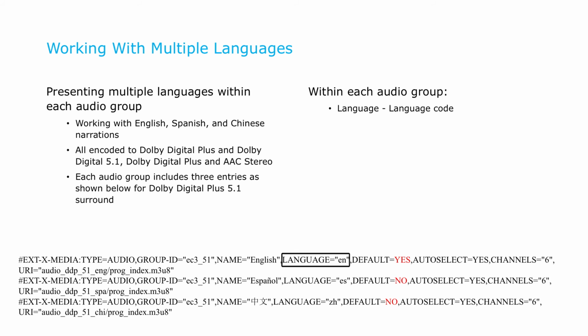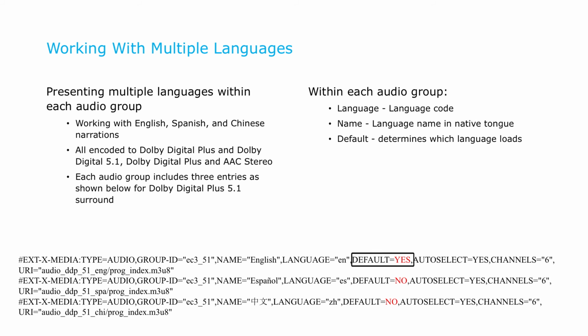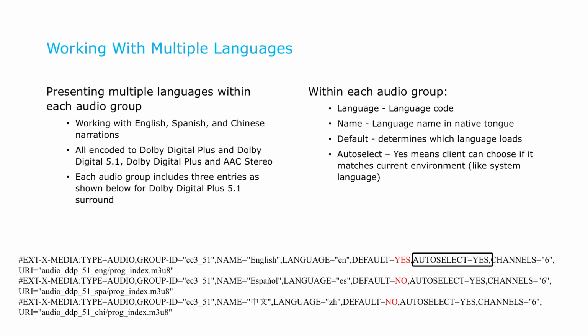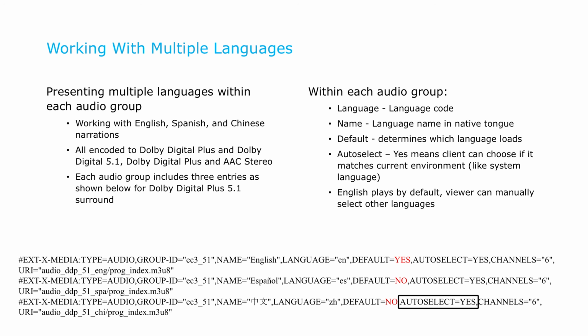Language is specified using the language code, with the name spelled in the native tongue, and the default is set for English. However, setting Auto-Select to Yes lets the client auto-select Spanish or Chinese if the system language is set to either of those languages. Using this scheme, English will play by default, but the viewer can manually select other languages.